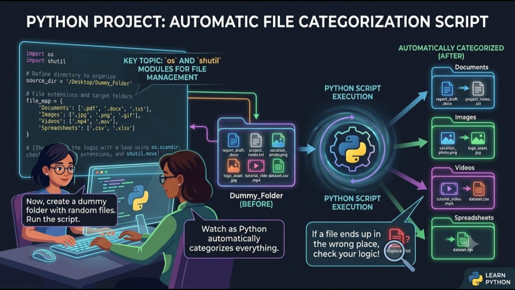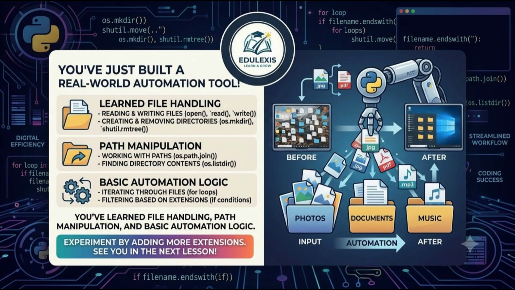Now, create a dummy folder with random files. Run the script. Watch as Python automatically categorizes everything. If a file ends up in the wrong place, check your logic. You've just built a real-world automation tool. You've learned file handling, path manipulation, and basic automation logic. Experiment by adding more extensions.